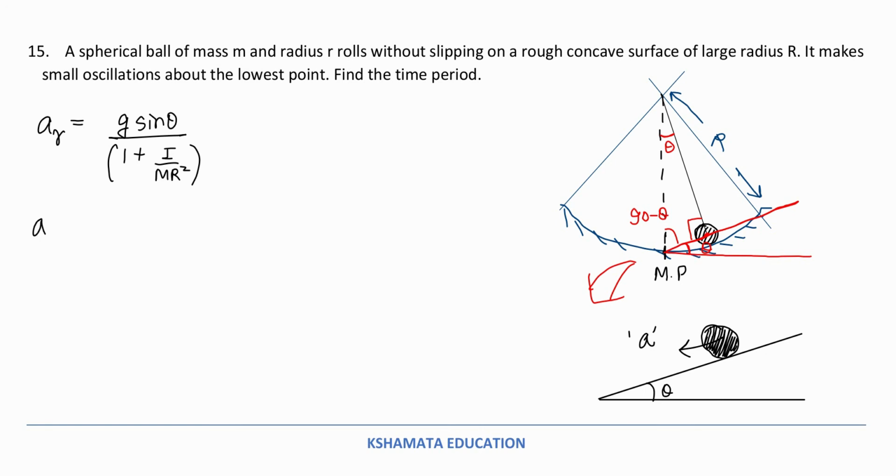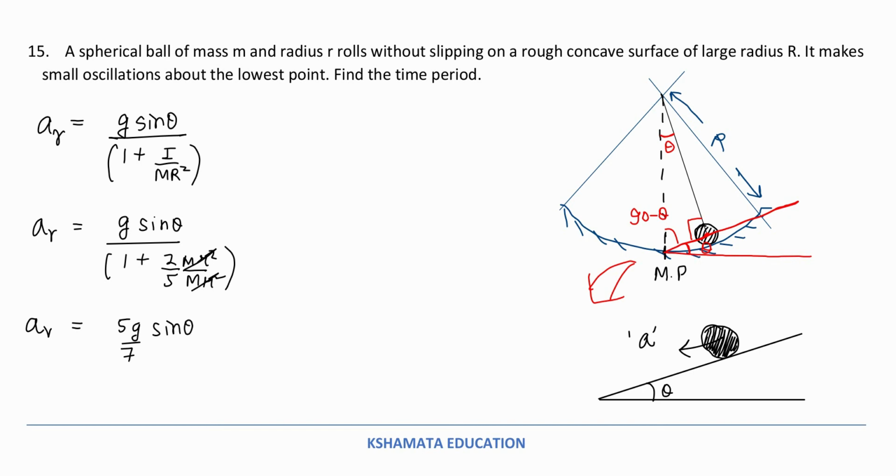So I can write over here a_R is going to be g sine theta upon 1 plus I, which can be written as 2 by 5 m r square, upon m r square. So this should be small r. We are getting a_R turning out to be 5g by 7 sine theta.